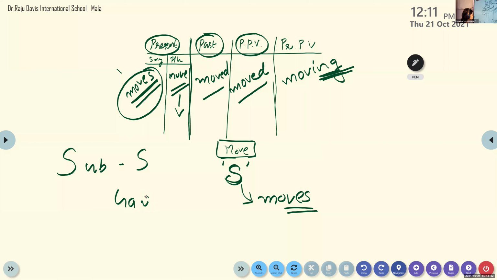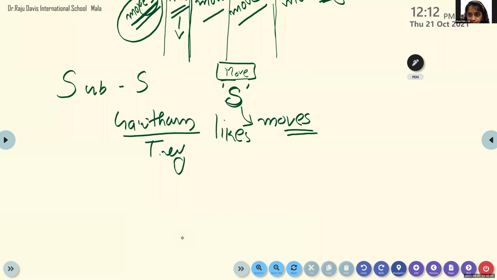For example, Gautam. How many Gautam? One. Only one Gautam. Singular or plural? Singular. Gautam like or Gautam likes? Gautam likes ice creams. Gautam is singular, so I can use only a singular verb with him. If it is Shreya and Gautam, how many are there? Two. So I can use the pronoun they, which stands for a plural subject, so I use the present tense plural form. They like oranges. Gautam likes oranges. So remember, when you write a sentence in simple present tense, if the subject is singular, use a singular verb, and if the subject is plural, use a plural verb. Am I clear? Yes, ma'am.